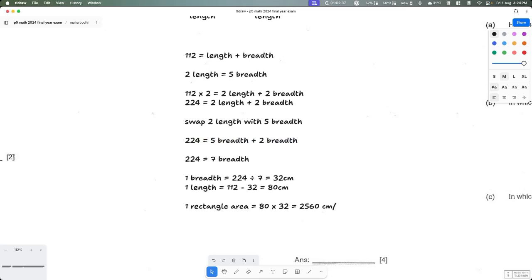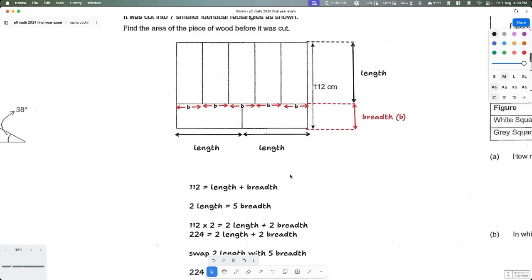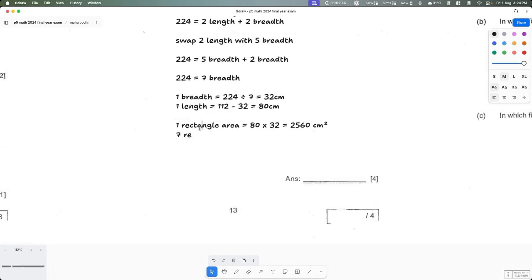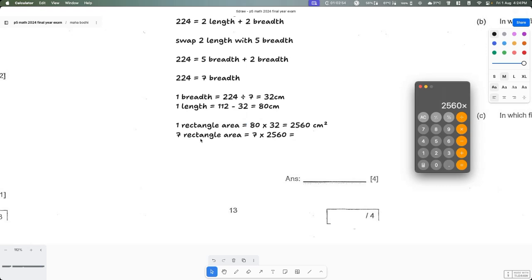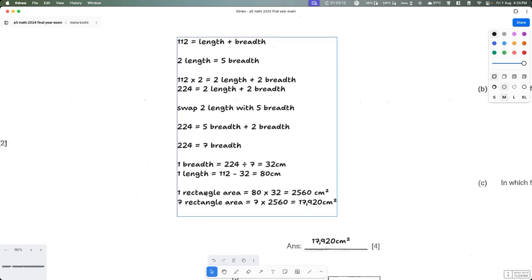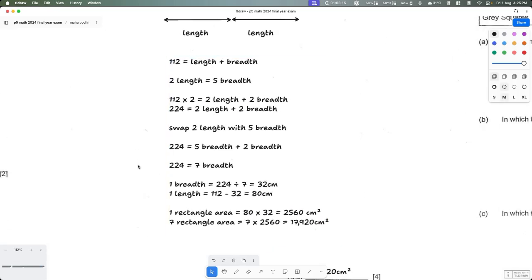That is 2560 centimeters squared. So this is one rectangle area, and we have 7. So 7 rectangle areas is equal to 7 times 2560, so we just multiply by 7. That is 17,920 centimeters squared in this case. And that's the answer: 17,920 centimeters squared, or you can convert it if you want. Yeah, so that's the answer. Alrighty.